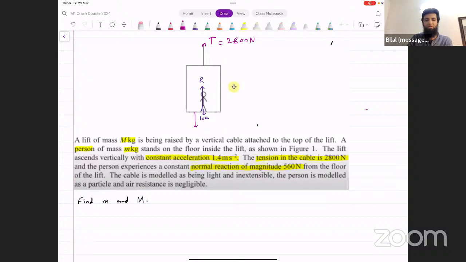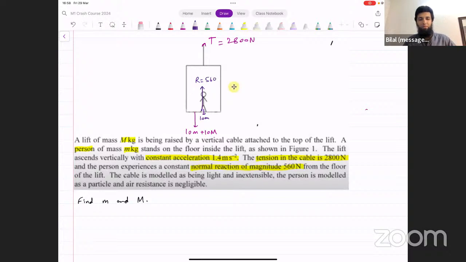And there's going to be a downward force, the weight of both the objects together, lift and the person, right? The total weight is going to be m plus M times 10. So that's 10m plus 10M. That's the weight acting on this whole system. And we also know the reaction on the person, 560 Newton.